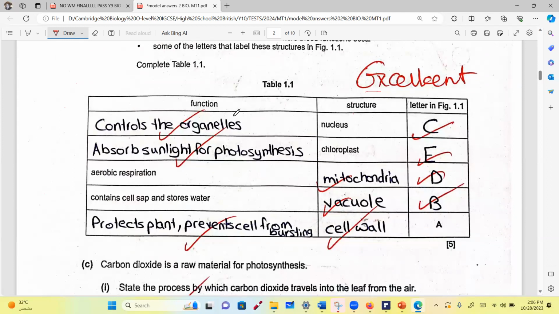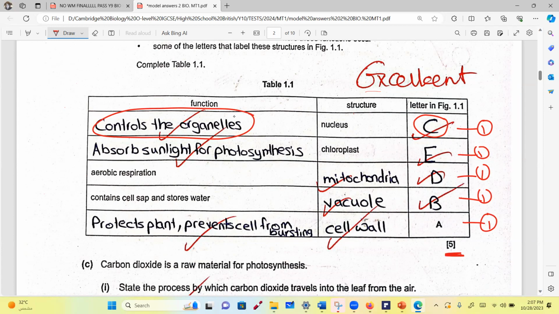Now, how is this question graded? You have to get this and this correct to get 1 mark. So this is 1 mark. This is another mark. This is the 3rd mark. And this is a 4th mark. And this is a 5th mark. So this question is out of 5 marks. And you have to get both of them correct in order to get the mark. So some students said mitochondria, and then they put an E, and chloroplast, and then they put a D. You lost 2 marks, because you have to get the whole row correct.